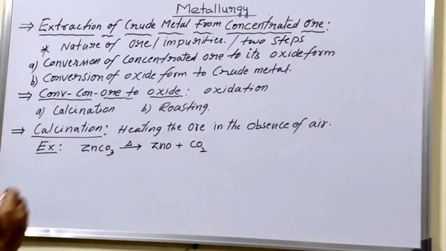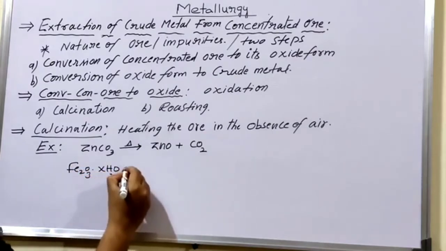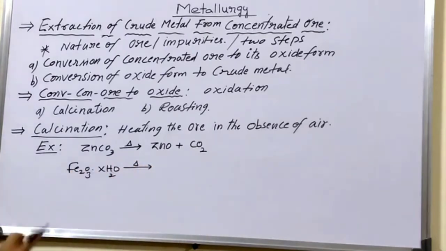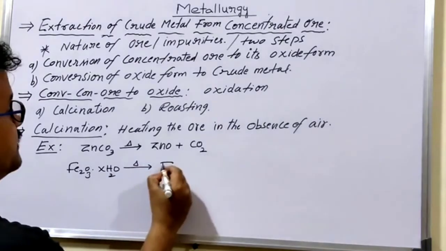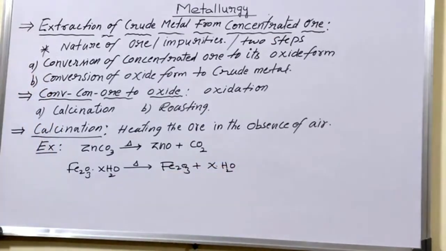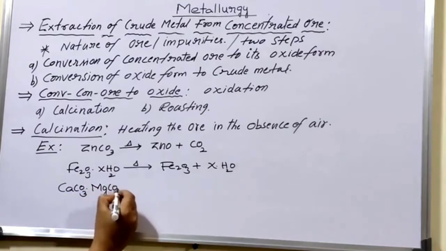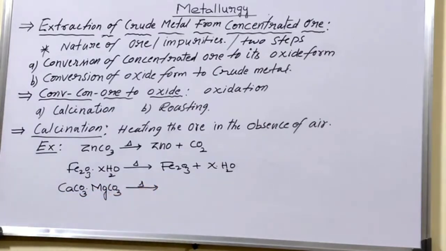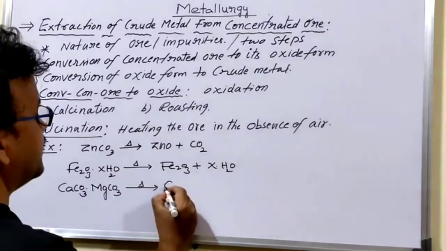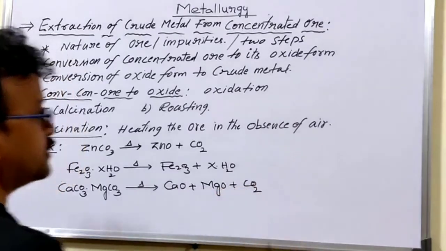Similarly, Fe2O3.xH2O, hydrated ferric oxide, with x water molecules, is subjected to heat. Then it will give ferric oxide and x moles of water. This is ferric oxide. And take dolomite, CaCO3.MgCO3. This is what we call dolomite. It is subjected to heat. Then we are getting calcium oxide, magnesium oxide and carbon dioxide.